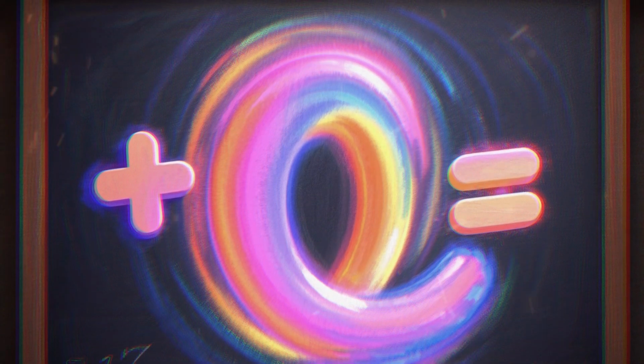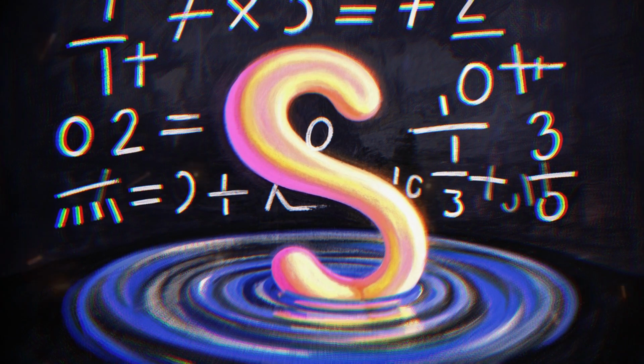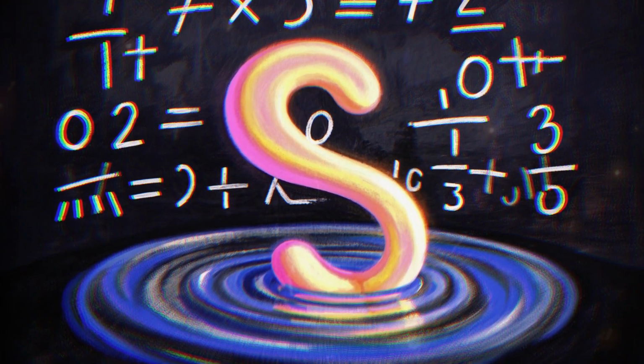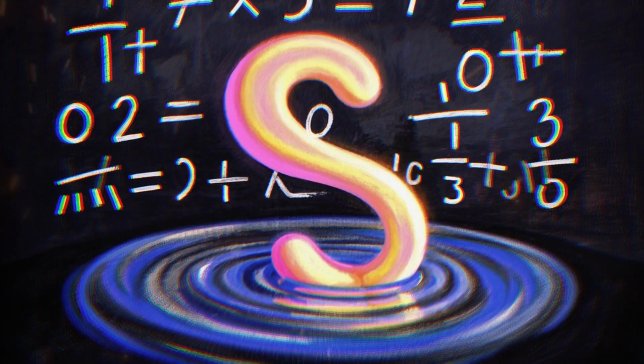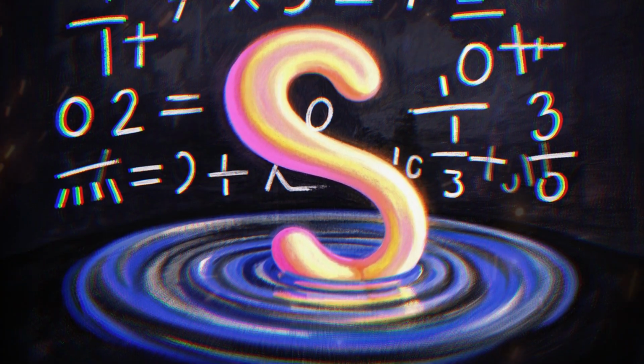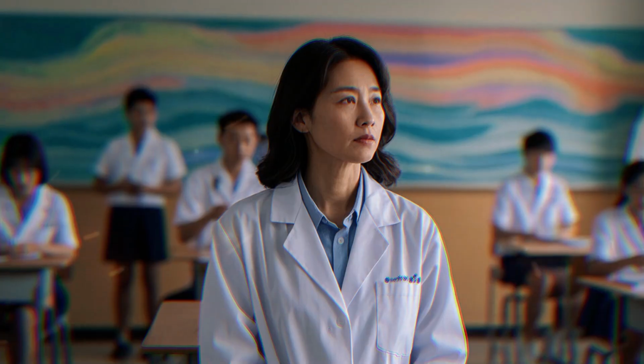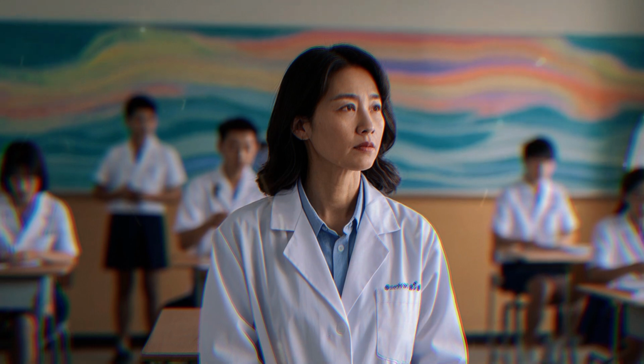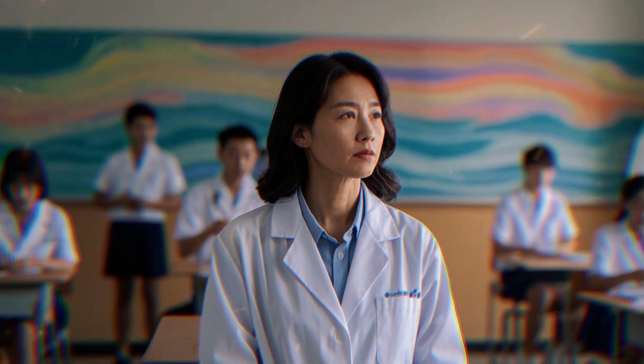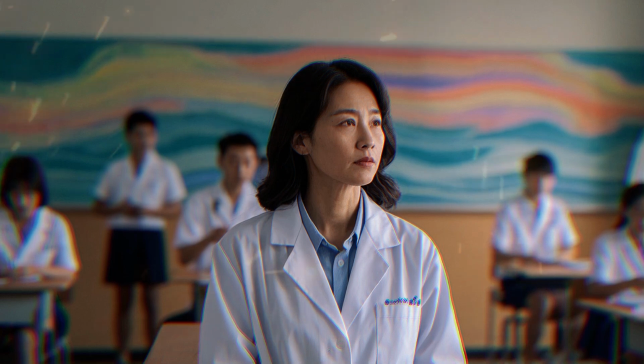"0 behaves like a number," Dr. Chen begins, her voice carrying the weight of centuries of mathematical tradition. "It sits comfortably on the number line between -1 and +1. It follows the rules. Add 0 to any number, and that number remains unchanged. Multiply any number by 0 and you get 0. Subtract 0 from any number, and again nothing changes."